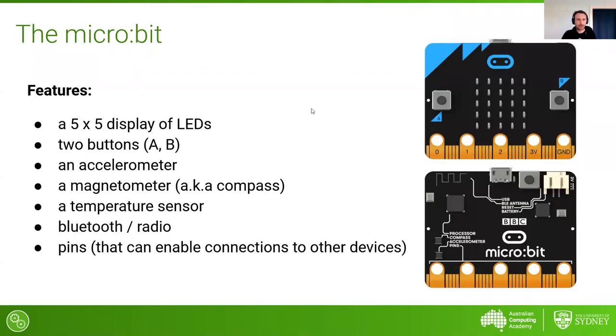So this is what the microbit looks like. It has a display of 5x5 little LEDs, has two buttons, has an accelerometer, which can detect changes in acceleration or which orientation the microbit is, has a compass, a temperature sensor, and Bluetooth. And so it's got a whole bunch of things that you can use to do all sorts of types of applications.